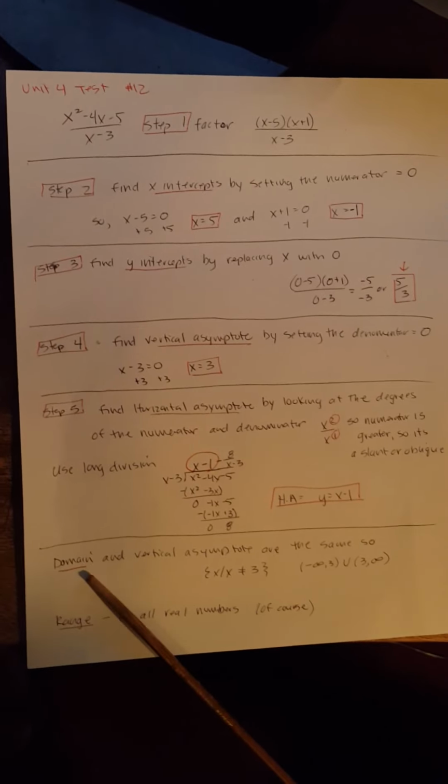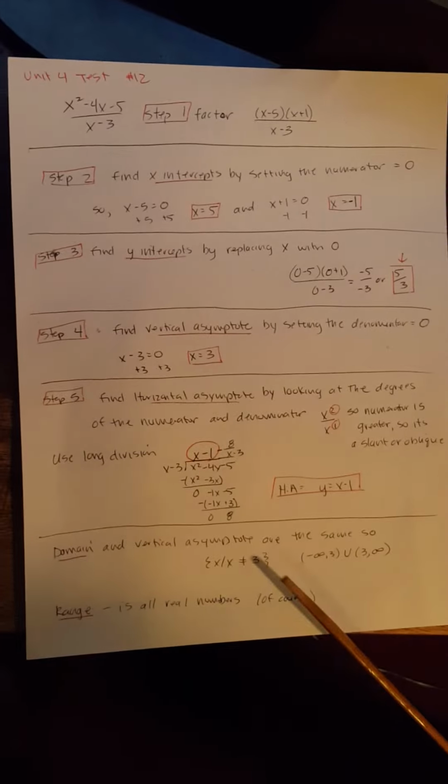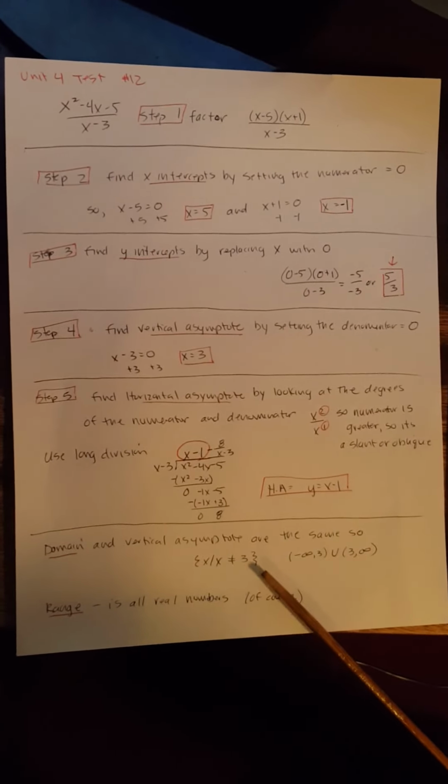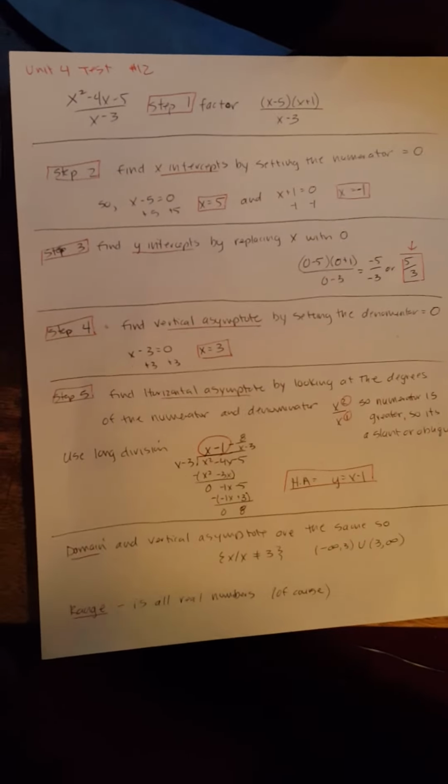Your domain and vertical asymptote, like I said, are the same. I've shown that here, so 3 cannot be a solution. Range is all real numbers, of course.